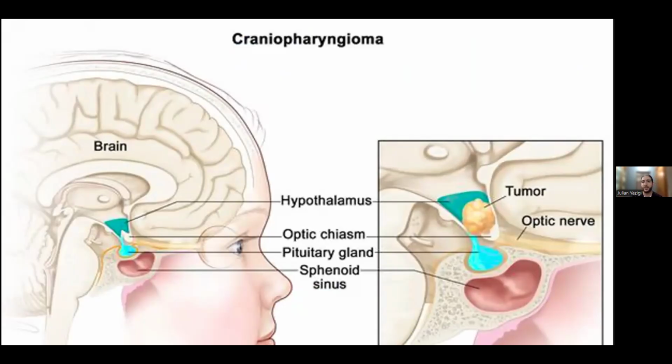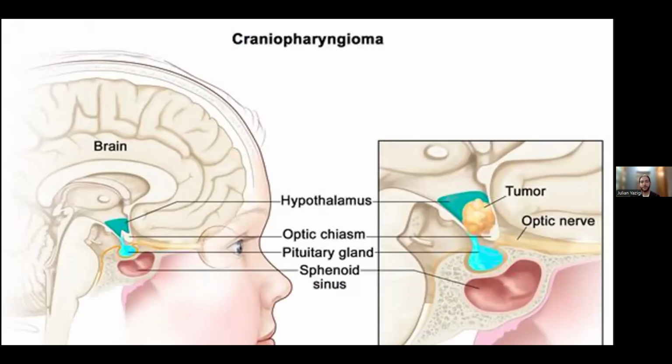There are two distinct molecular and pathological subtypes. So we have the adamantinomatous subtype, which is more common in children and is associated with a CTNNB1 mutation and activation of the WNT signaling pathway. It's typically cystic, calcified, and locally infiltrative with cysts containing cholesterol-rich fluid. Importantly, this subtype incites a strong inflammatory response, which contributes to adherence to surrounding neurovascular and hypothalamic structures.